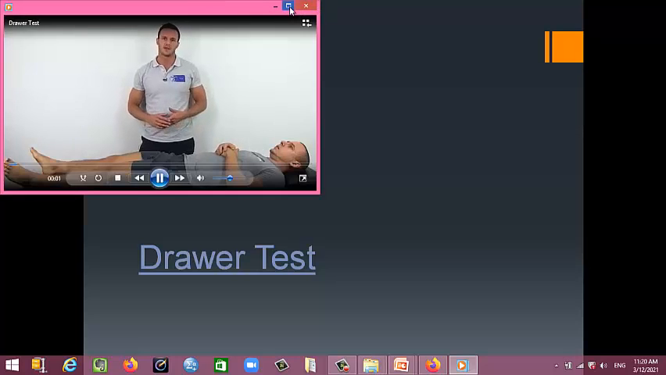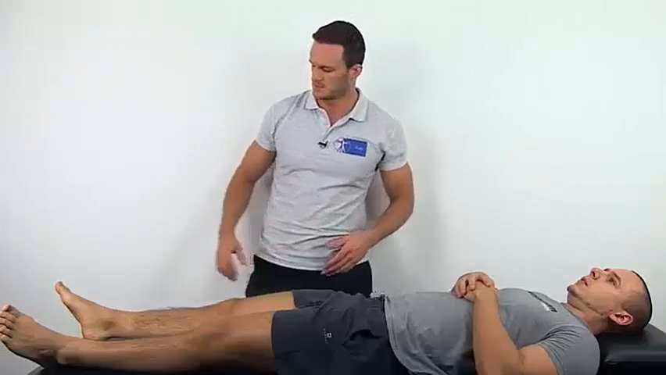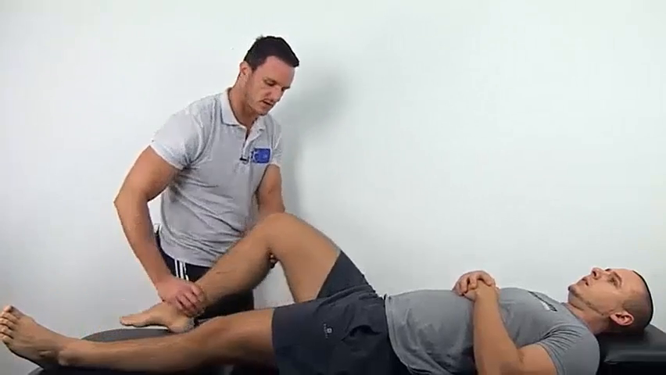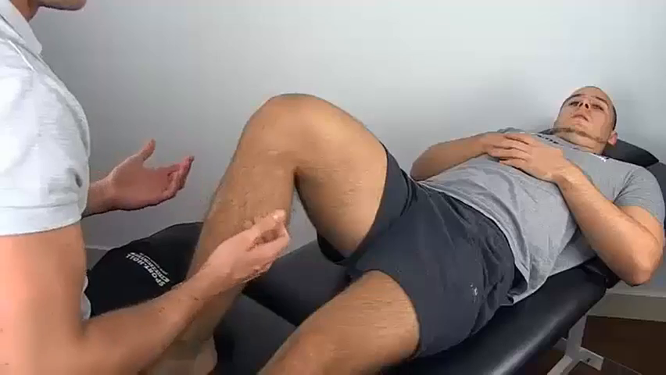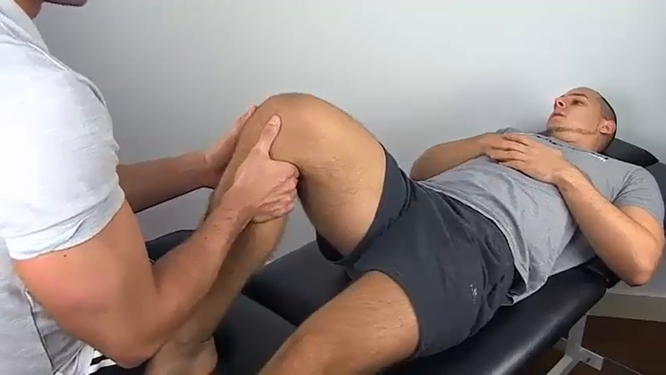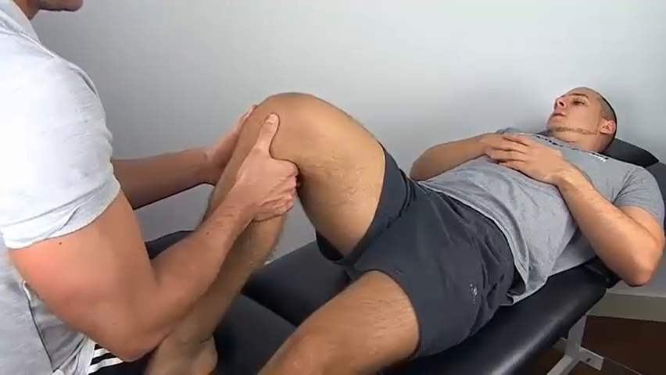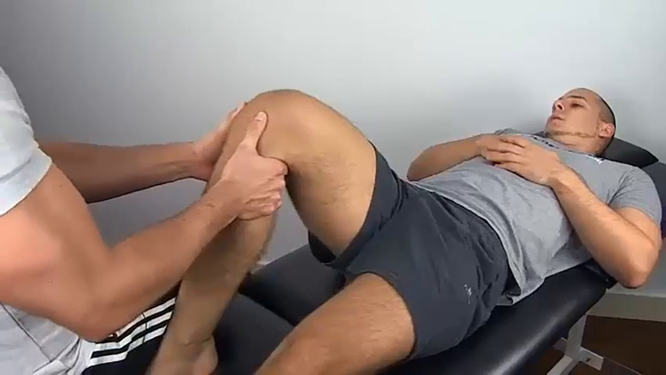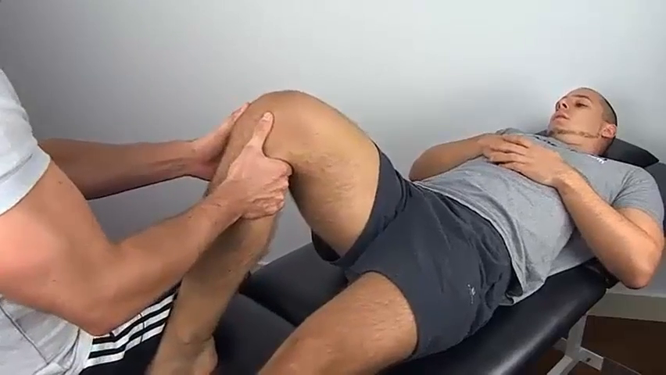Perform the anterior drawer test. Bring your patient's hip into 45 and your patient's knee into 90 degrees of flexion. You can fixate this position by gently sitting on the foot of your patient. Then palpate the joint line with your thumbs and try to move the tibia anteriorly in an explosive movement. This test is positive if the tibia translates anteriorly more than 6 millimeters.